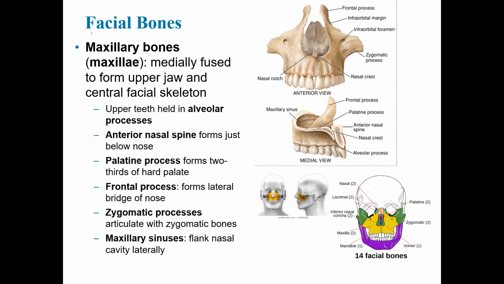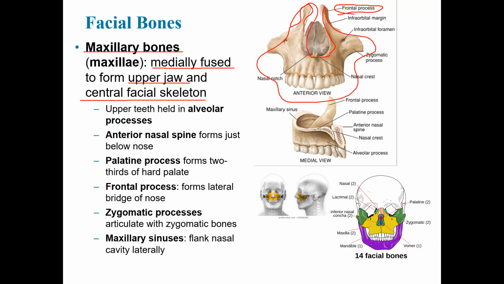All right, so the next bone that we're going to talk about is the maxillary bones or maxilla. These are majorly fused, okay, to form the upper jaw and also the central facial skeleton, okay, all over here. And if there is a process that goes upward on this bone that connects to the frontal bone, what do we call it? We call it frontal process, okay.